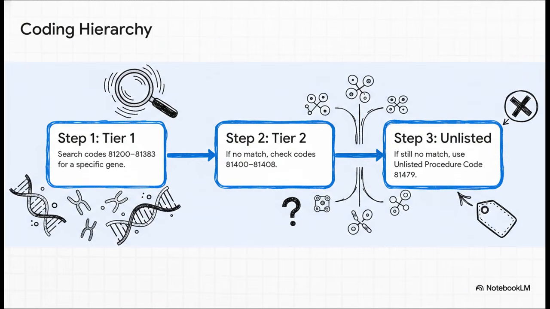Here it is. This is your decision tree. Step 1, you always search the Tier 1 codes first. These are for the most common gene tests. If you strike out there, you move on to Step 2. Check the Tier 2 codes, which cover less common genes. And if it's still not there, then and only then do you use the unlisted procedure code, 81479. It's a logical 3-step process every time.